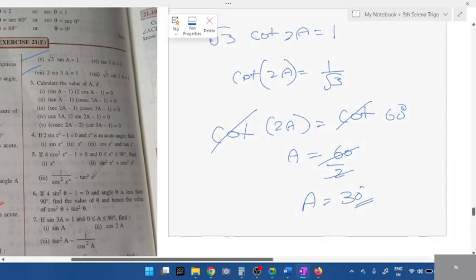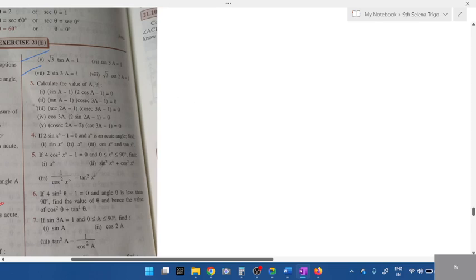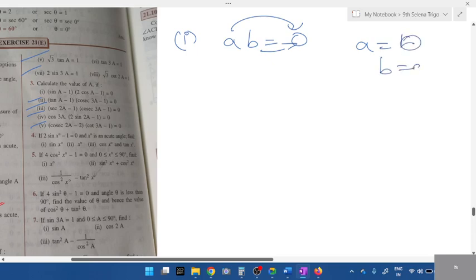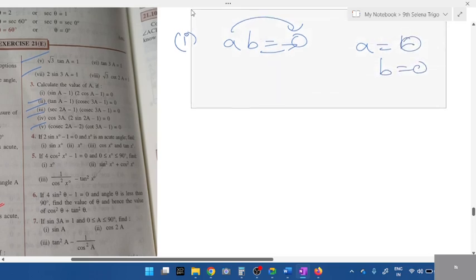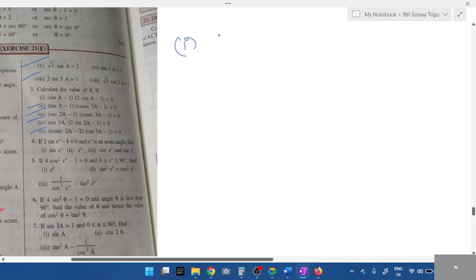Completed. Shall we do the next one? Okay, I'll do one. I want you to do second, third, fourth, fifth for homework, students. Clear? Only the first question. See, I gave an example. If a into b is equal to 0, compare both with 0. What you have to take: a is equal to 0 and b is equal to 0. This is the concept when two equations are given.